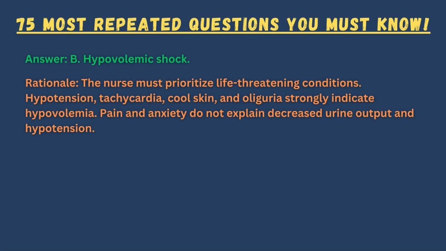Hypovolemic shock. Rationale. The nurse must prioritize life-threatening conditions. Hypotension, tachycardia, cool skin, and oliguria strongly indicate hypovolemia. Pain and anxiety do not explain decreased urine output and hypotension.